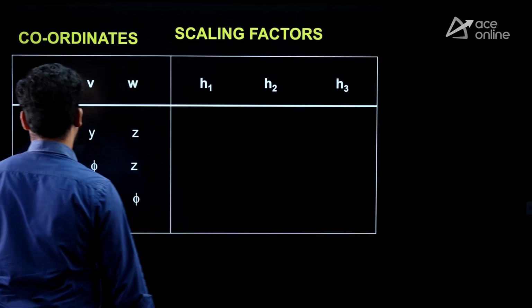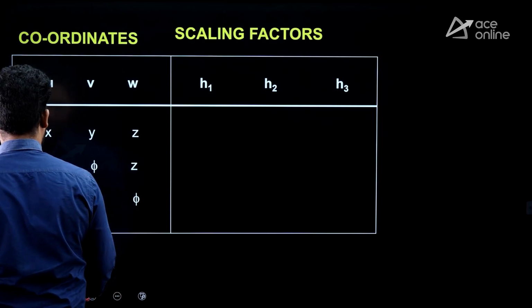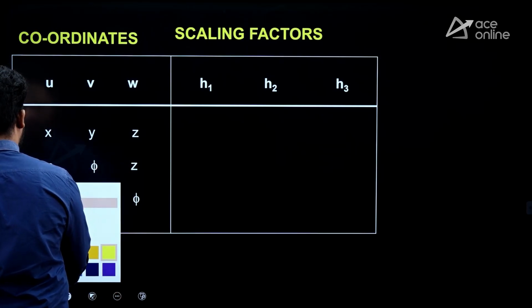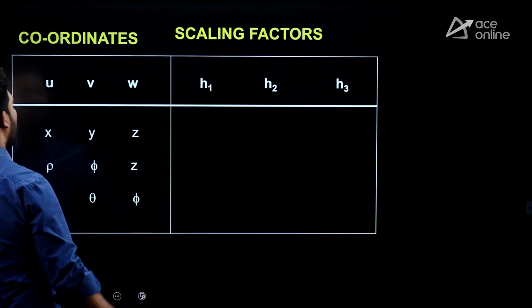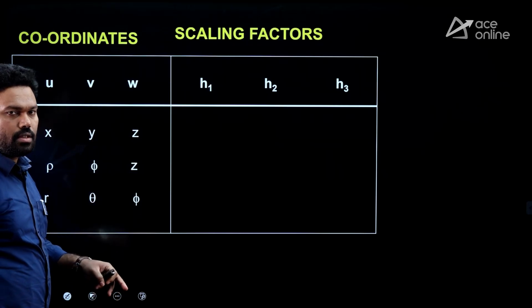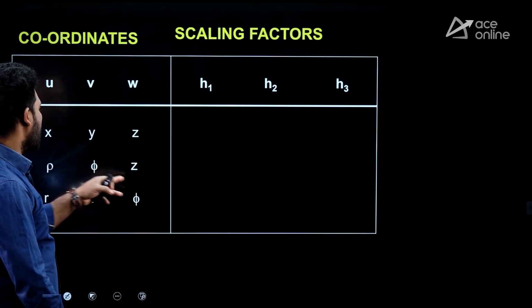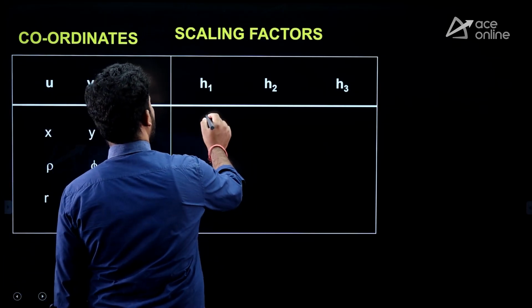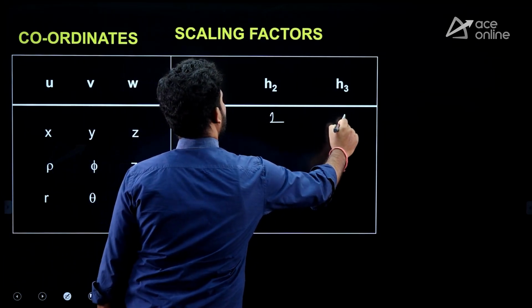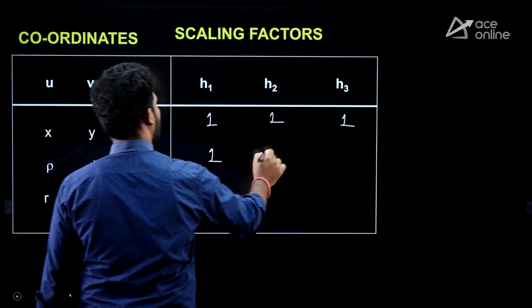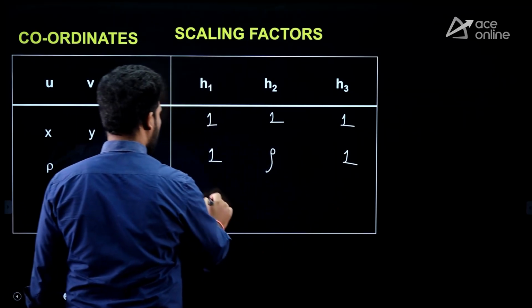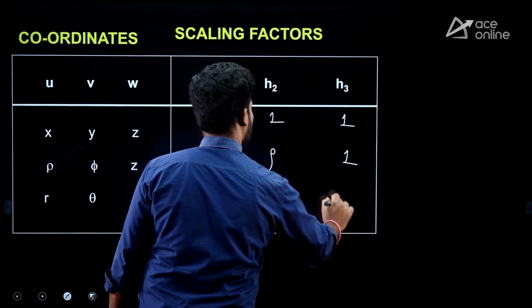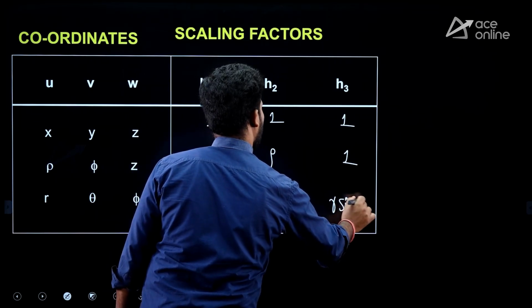See, you have to remember like this. There is something called the scaling factors. So for coordinates and scaling factors, I will be talking in terms of u, v, w. For the Cartesian x, y, z, for the cylindrical rho, phi, z, for the spherical r, theta, phi. So what are the scaling factors for the Cartesian? 1, 1, 1. For the cylindrical 1, rho, 1. For the spherical 1, r, r sin theta.